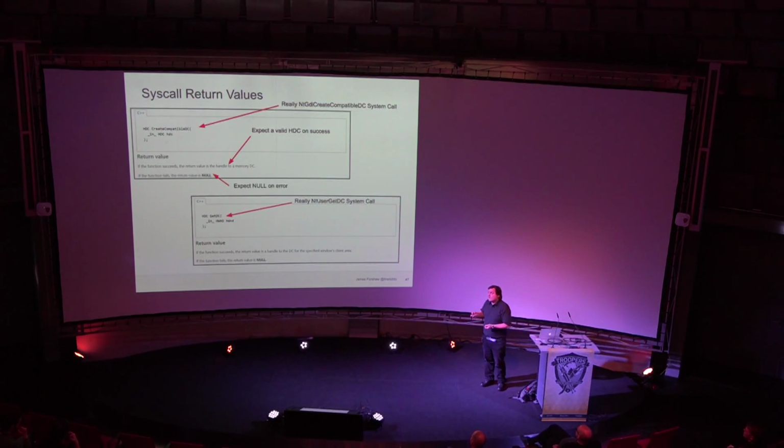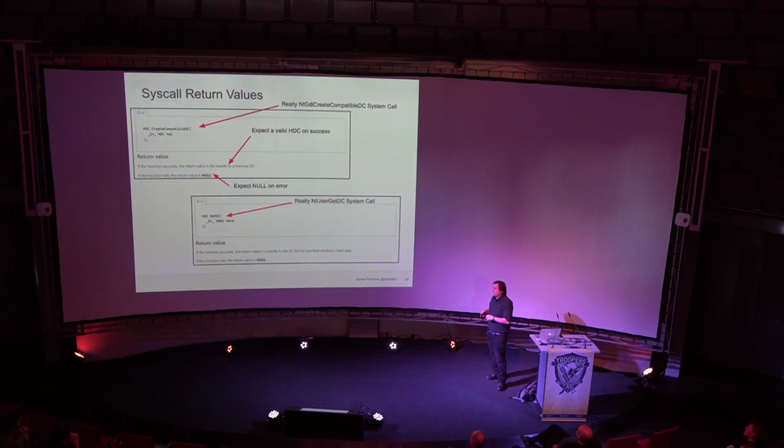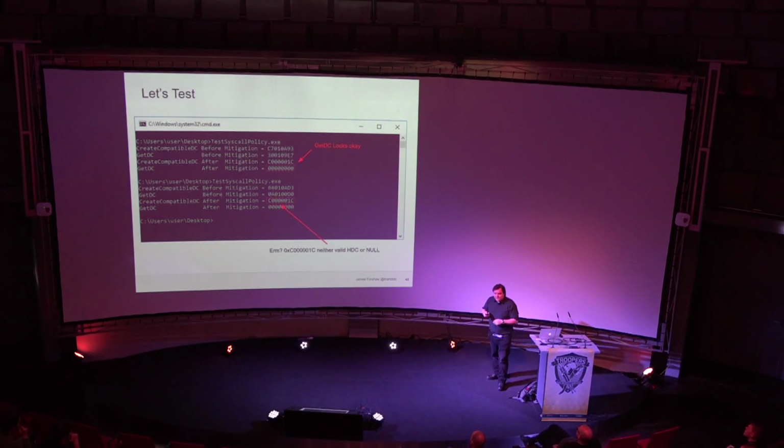So we look at these two calls. CreateCompatibleDC, I'm not going to explain what this actually means unless you know much about Win32k programming, and GetUserDC. They both return this HDC, which is a handle to a device context. Now, in theory, both should return null on error. And what could be more of an error than there actually being no windowing system? You'd assume that would be a fundamental failure. But if you actually call these functions under the mitigation policy, GetDC returns null. That seems to work. CreateCompatibleDC returns this weird value, which seems to not really correlate with anything else. Huh, that's kind of odd.